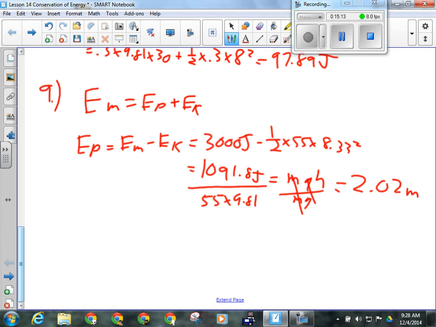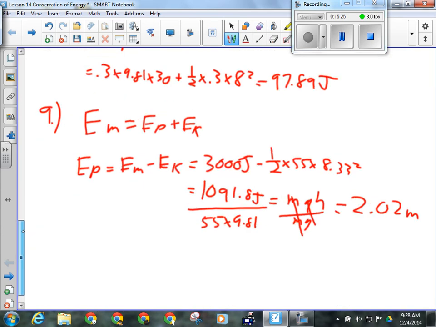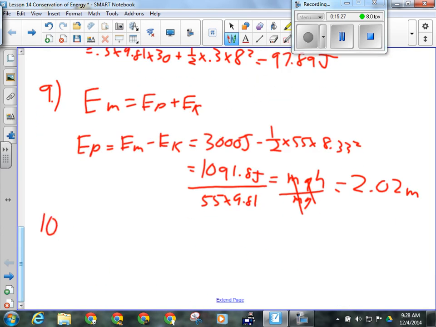All right. How many people are done number 10? How many people are stuck on 10? Okay, let's go over number 10 then. For number 10, we got the construction worker dropping the hammer from 50 meters above the ground. So we're trying to find the kinetic energy of the hammer.